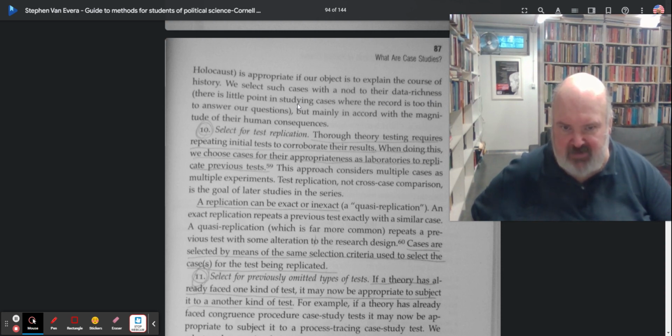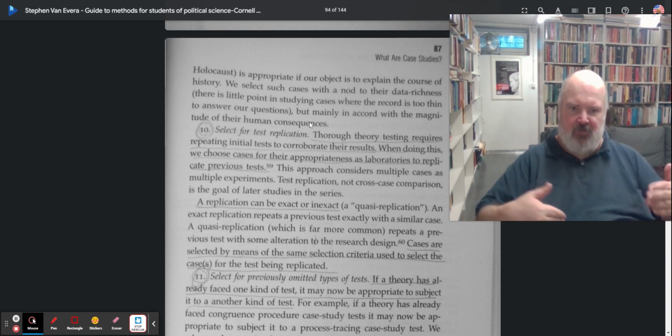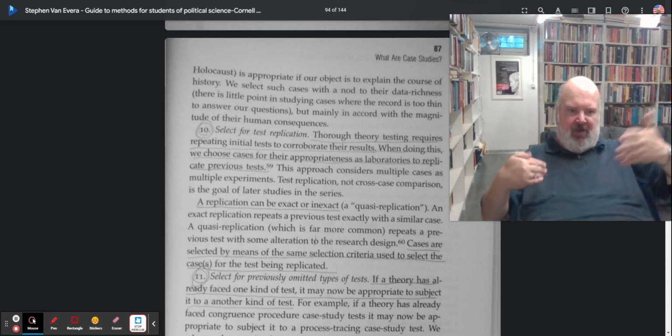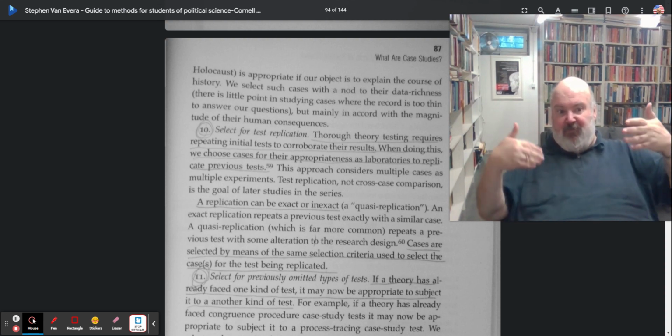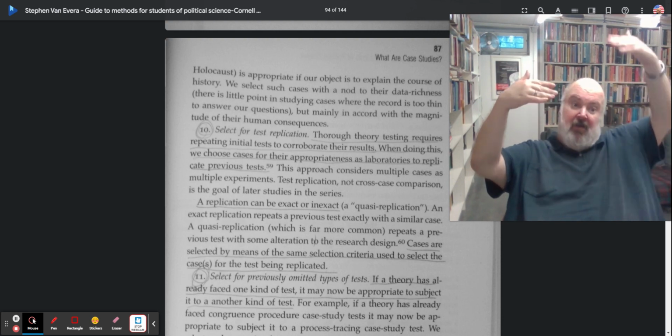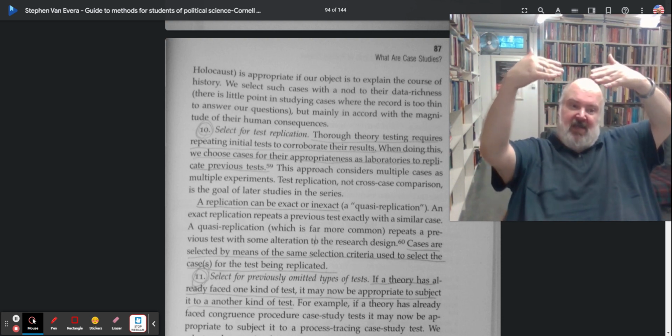There is little point in studying cases where the record is too thin to answer our question, but we select mainly in accord with the magnitude of their human consequences. So we look at how important it is. We prefer cases that have good data richness, but if something is very, very important, maybe we will settle for less data richness.